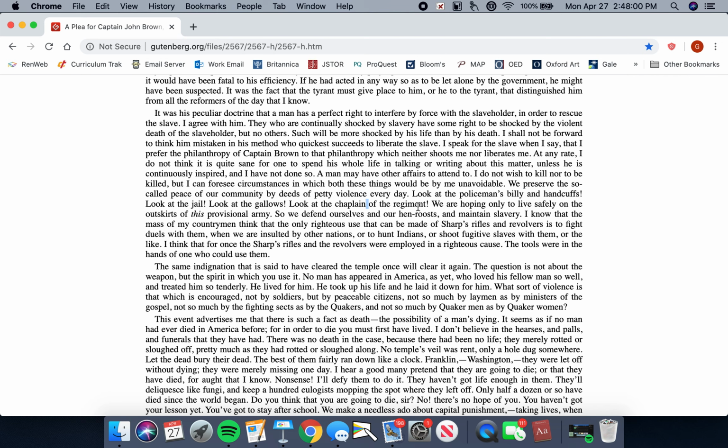Look at the chaplain of the regiment. This is a great example here. The chaplain here is this. It is implicit in the relationship between the chaplain and the regiment.